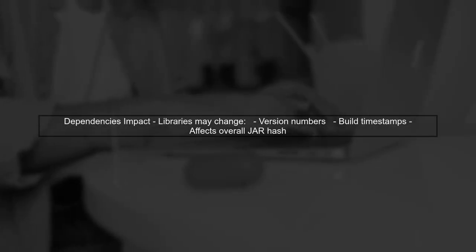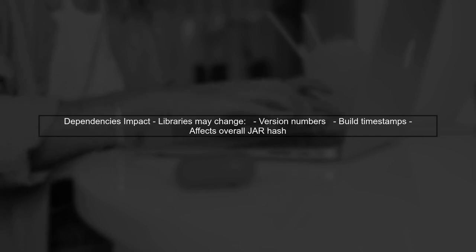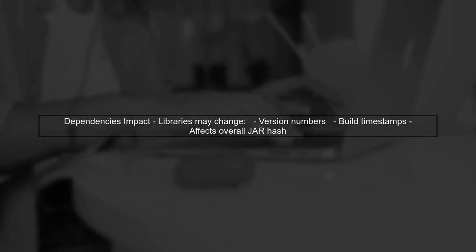Additionally, if you are using libraries or dependencies that are also being compiled, their versions or build timestamps can change, contributing to the overall hash difference.